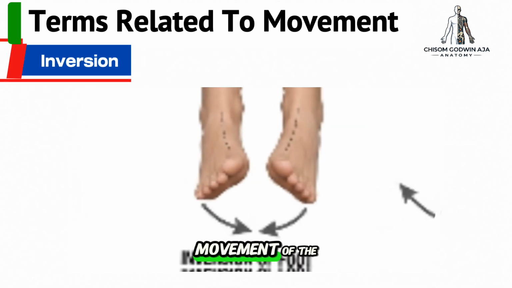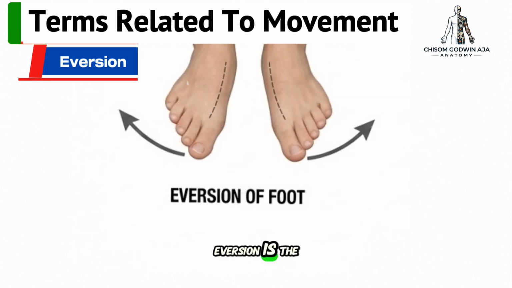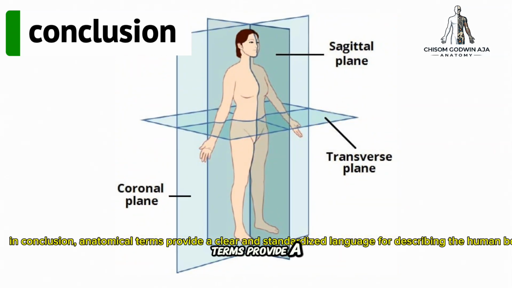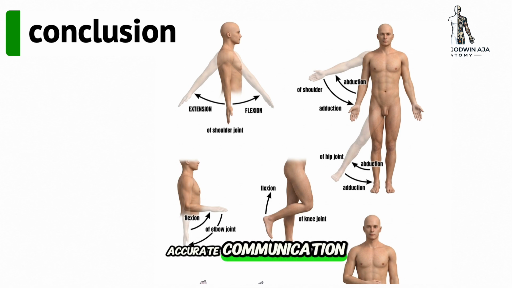Inversion is the movement of the foot so that the sole faces in the medial direction. Eversion is the opposite movement of the foot so that the sole faces in a lateral direction. In conclusion, anatomical terms provide a clear and standardized language for describing the human body. Understanding these terms is essential for accurate communication, learning, and clinical practice in the health sciences.